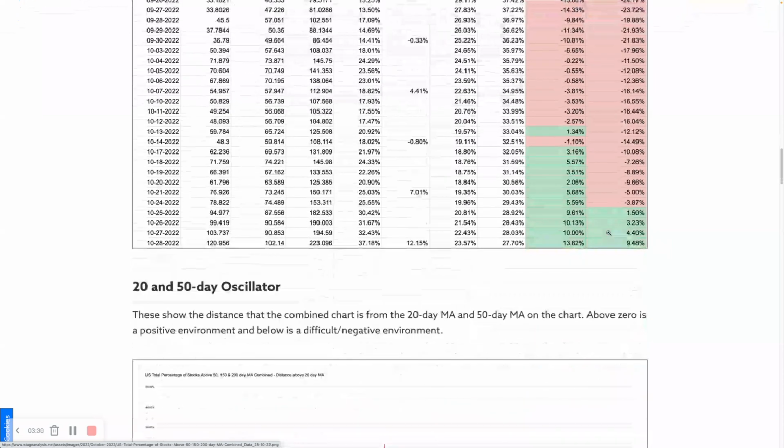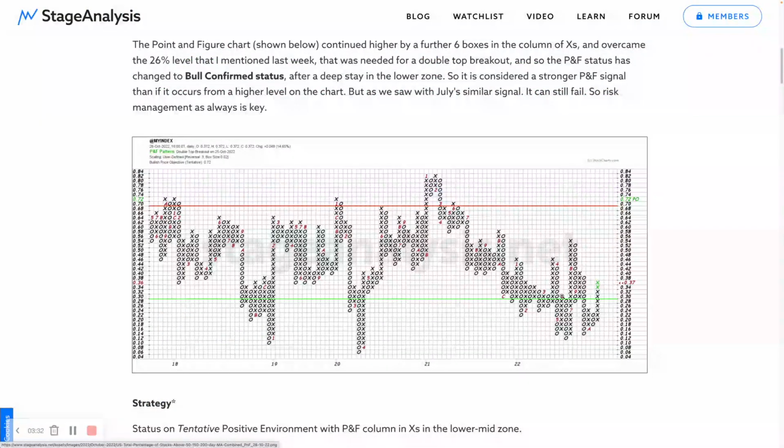So at the moment here, if we look at the point and figure chart, this also moved to a bull confirmed status this week. I talked about it in last week's video that it needed to move above that 26% level to move to bull confirmed, which it did on Tuesday, I believe, again. And it's moved up 6 boxes this week. So a really strong move on the week.